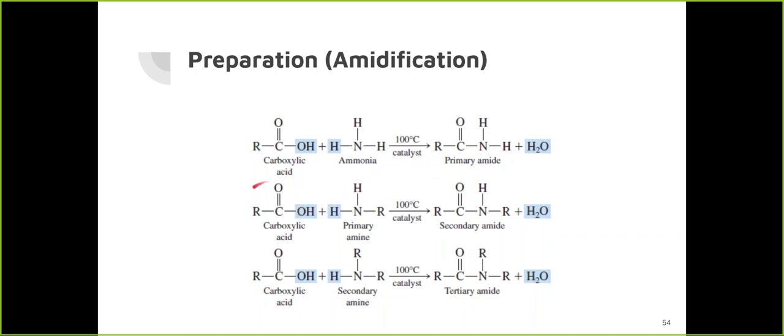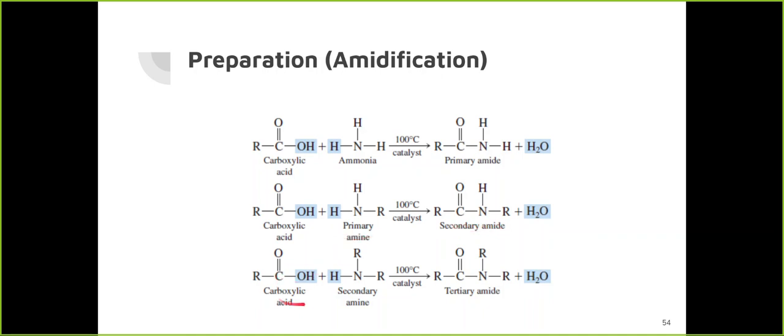You can react a carboxylic acid with a primary amine. By the way, all of these take heat and catalyst. And again, you're going to form water. And now you're going to have a secondary amide because this amine has this R chain over here. So now you're going to get RC double bond O, NHR. And remember, these R's don't have to be the same. And so this is a secondary amide.